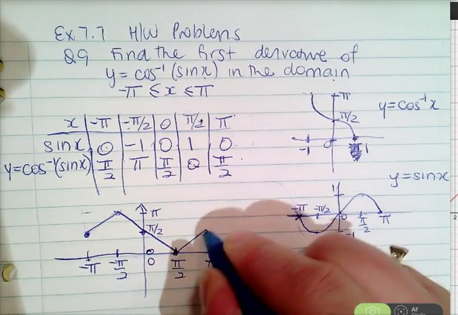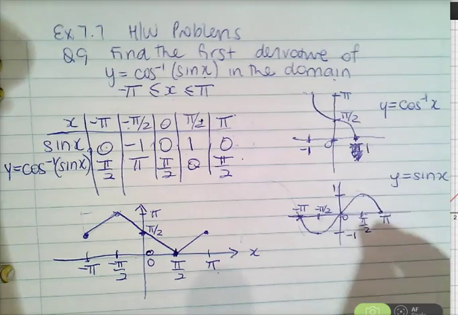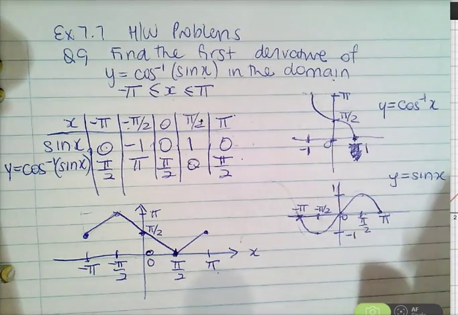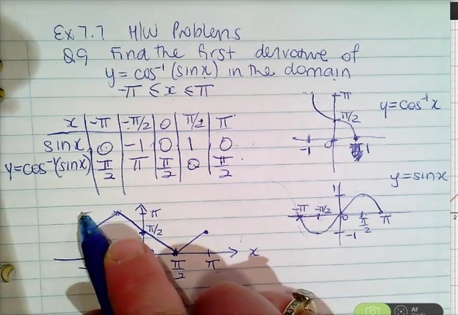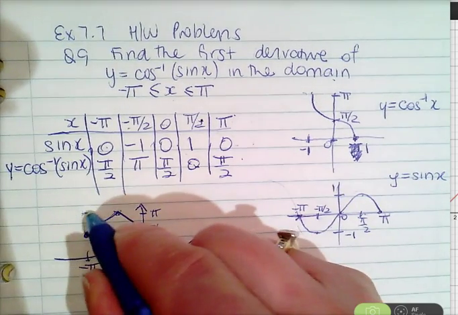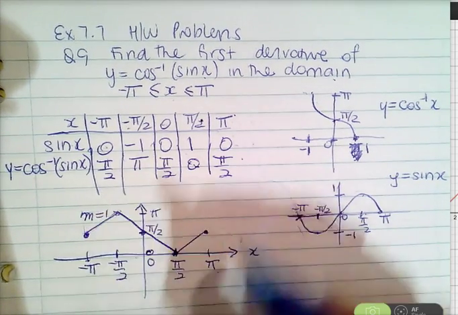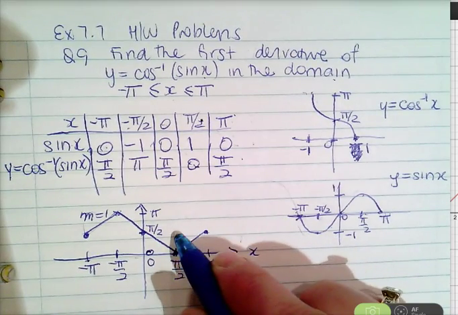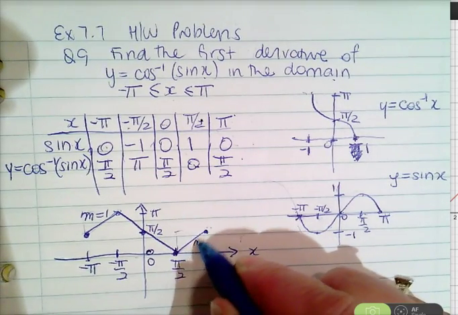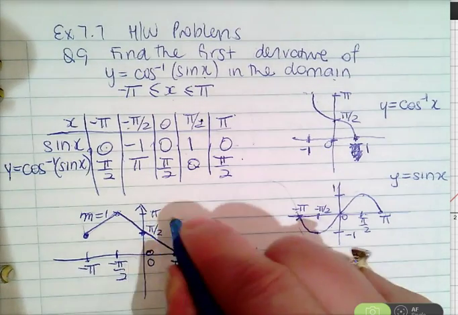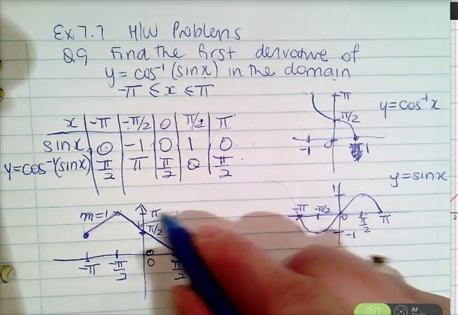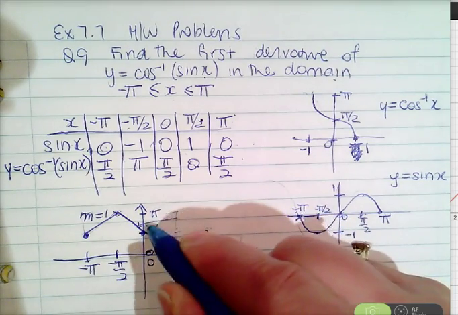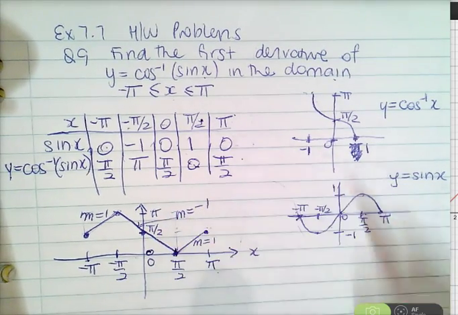Now, if we look at the gradients of these lines, remember the first derivative is the gradient of the line. The gradient of this line, rise over run, you're rising pi on 2 and you're running pi on 2. So the gradient of this line is 1. Same with this one, rising pi on 2, running pi on 2, the gradient of that line is 1. And if we look at the gradient of this line, rising pi, running back pi, the gradient of that line is -1.